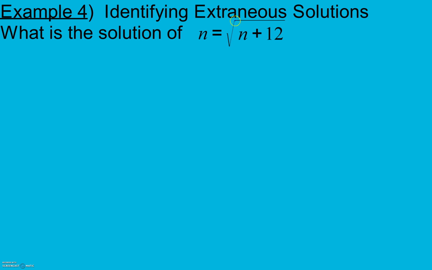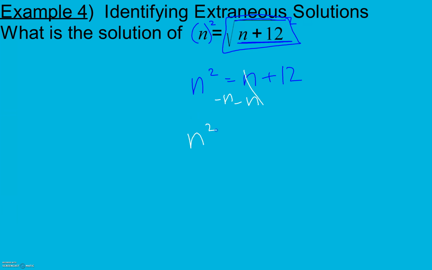So in example 4 here, there's nothing I can do to get my radical more alone. If I look, that bar is over my n plus 12, so this entire thing here is my radical. So to get rid of it, I square each side in its entirety. So n squared equals, when I square a square root, I just get my radicand, or what's inside. Now I want to get all my variables together on one side, but I cannot combine those. Those are not like terms.